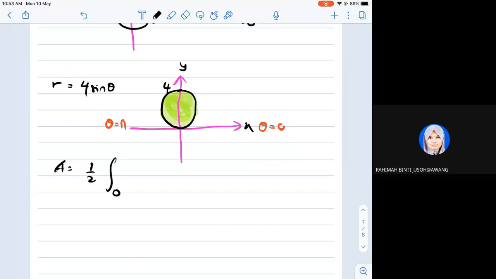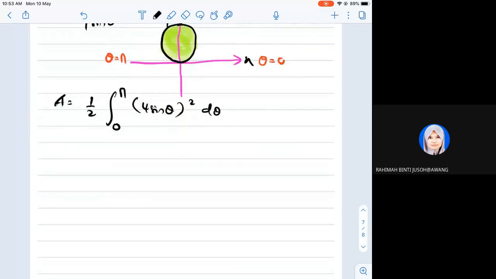darab kosong sampai pi. Apa tadi? 4 sin theta squared d theta. Like that. Okay, so let's say I proceed this one, 0 until pi. 4 kuasa 2, 16 darab setengah jadi 8 sin kuasa 2 theta.